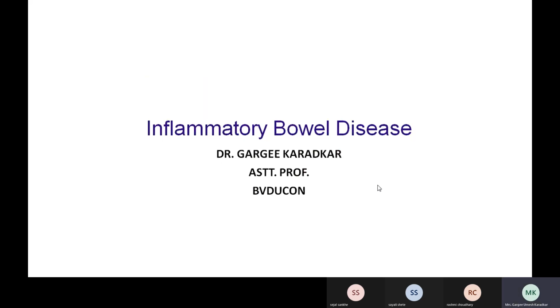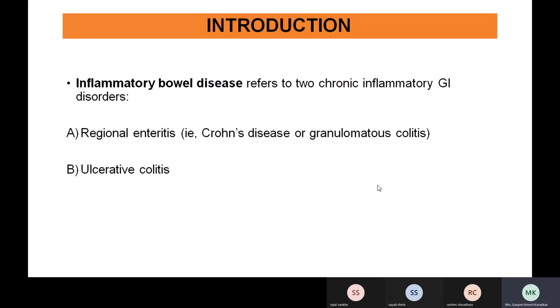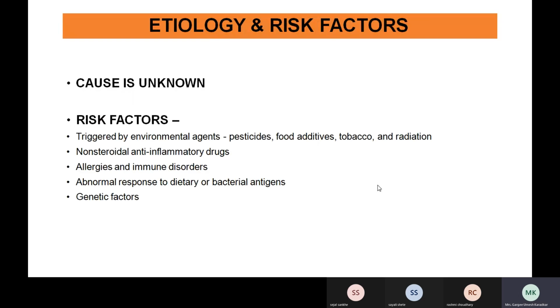Inflammatory bowel disease. Inflammatory, again, there is inflammation of what? Of the bowel, no? So here it refers to two chronic inflammatory GI disorders. The other name for regional enteritis is Crohn's disease, or it is also called granulomatous colitis. And secondly, it is classified as ulcerative colitis. So two types: regional enteritis and ulcerative colitis.